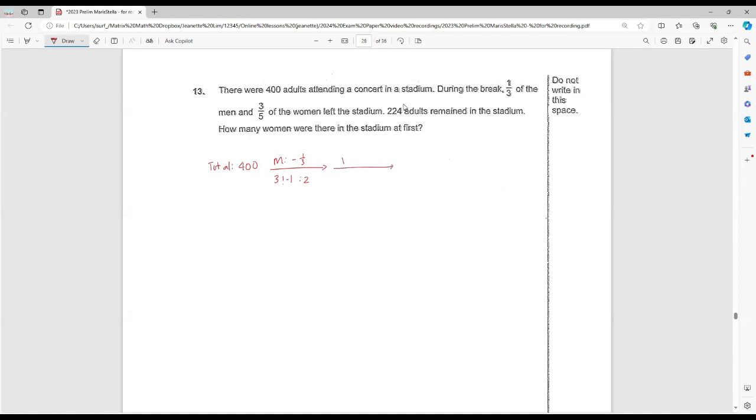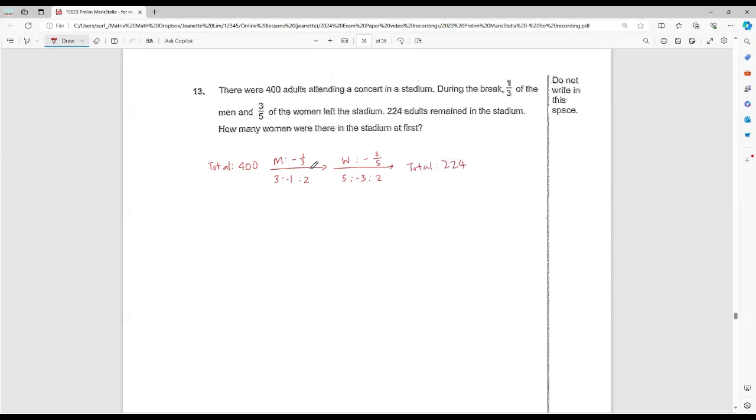For the women, you're taking away 3/5. So if you take away 3/5, then it means that you start off with 5 units minus 3 units. Oops, and you'll have left with 2 units. And your total in the end is 224.